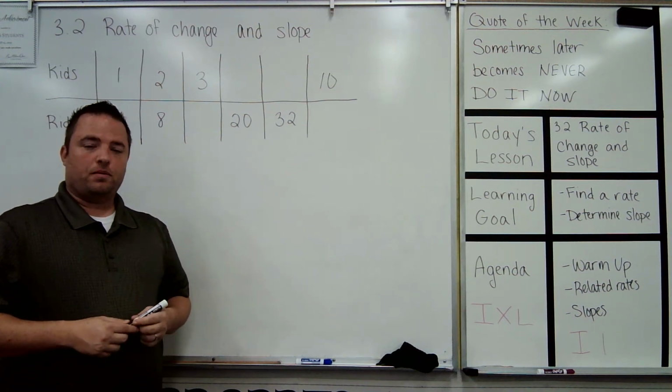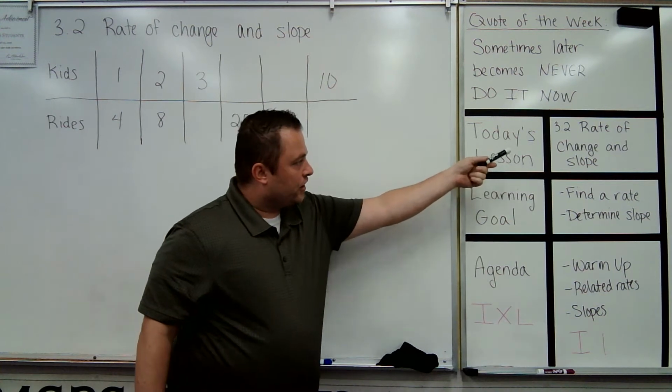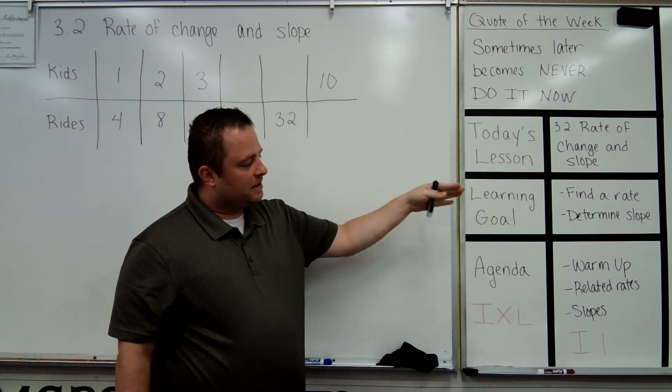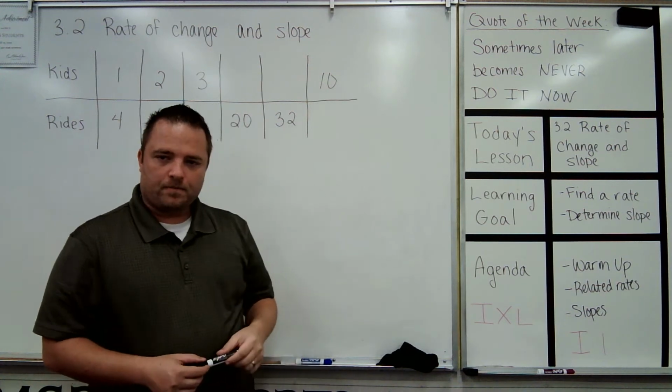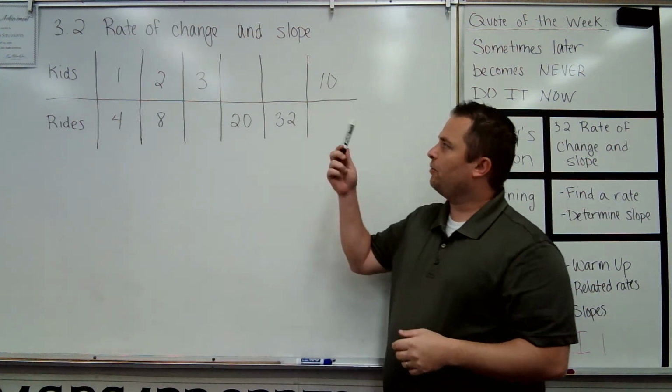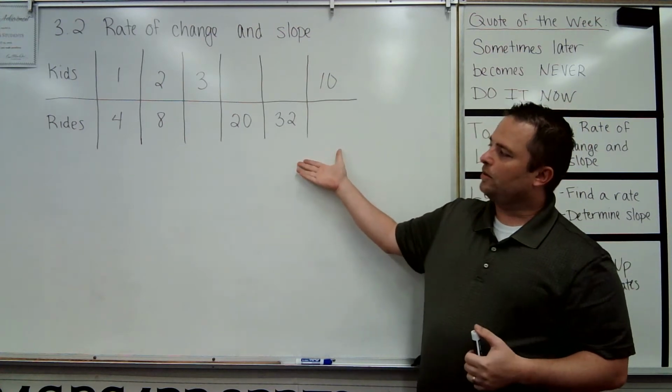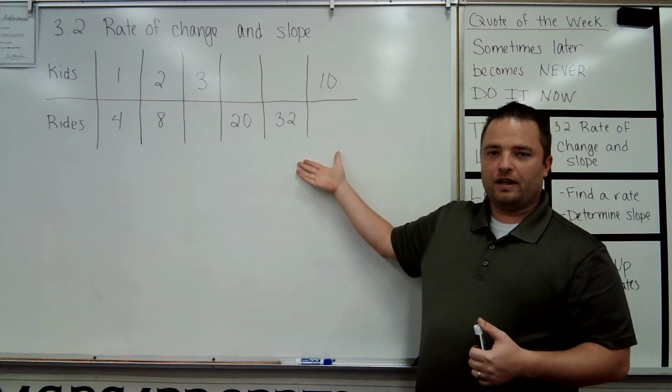In this video, we'll be talking about rate of change and slope. This is lesson 3.2. We'll be finding a rate. What does it mean to be a slope? Okay, so let's start with 3.2, rate of change and slope. And I want you to take a moment to complete this table. Go ahead and pause your video now.